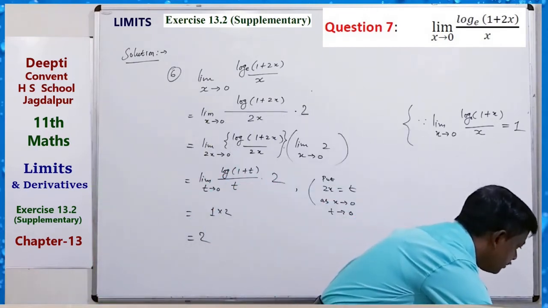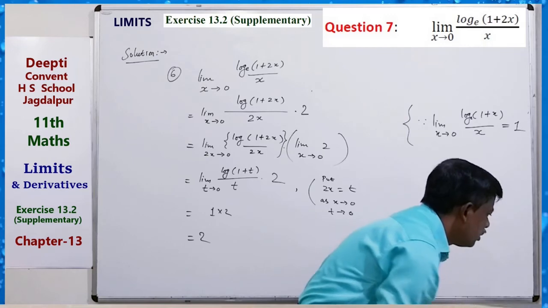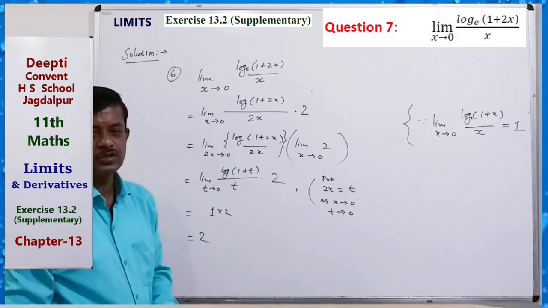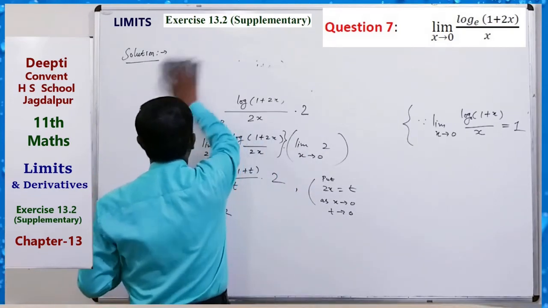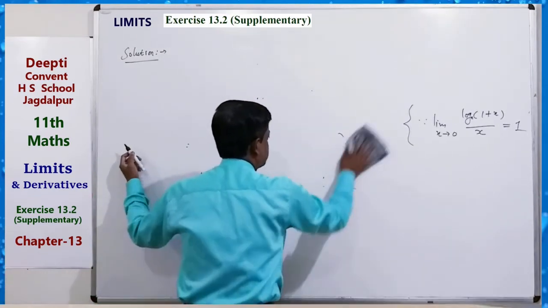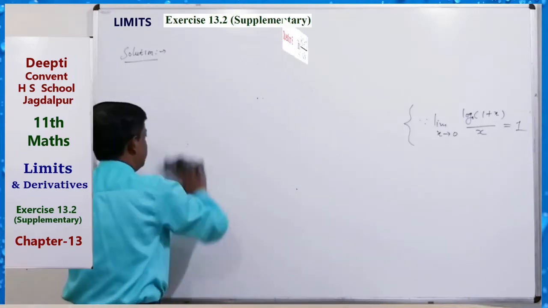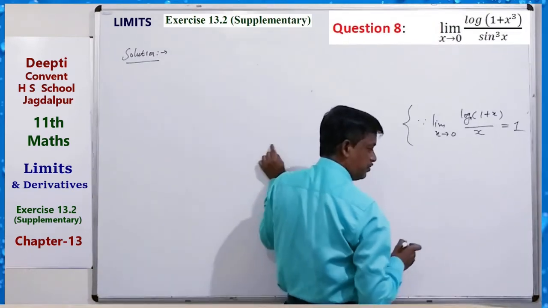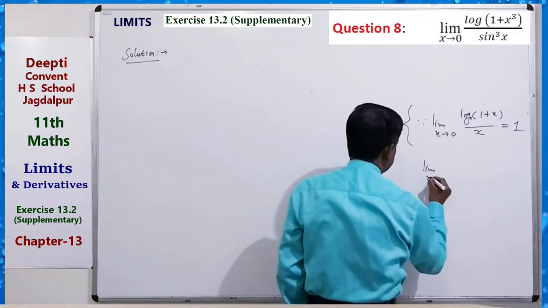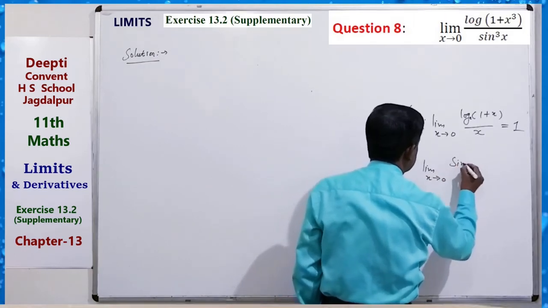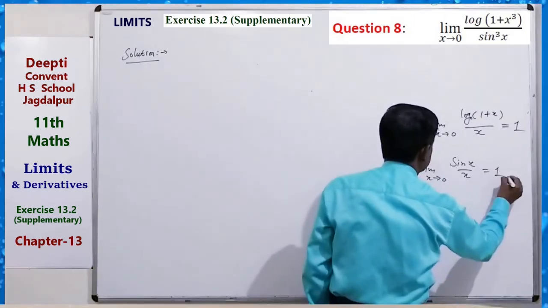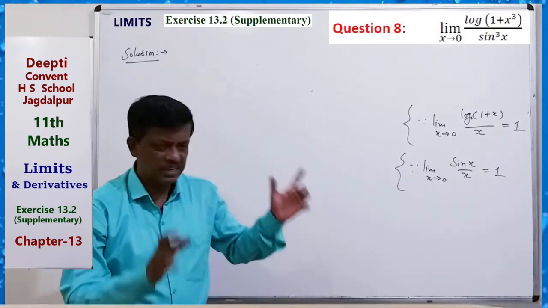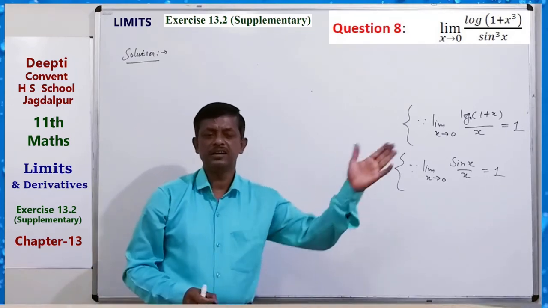Answer 2. Okay. Now question 7, log of (1 plus x cube) by sine square x. Just adjust it into the standard form of the standard formula. Limit x tending to 0 of sin x by x equals to 1. You can also use this formula. The standard formula you have to use for finding the limit.